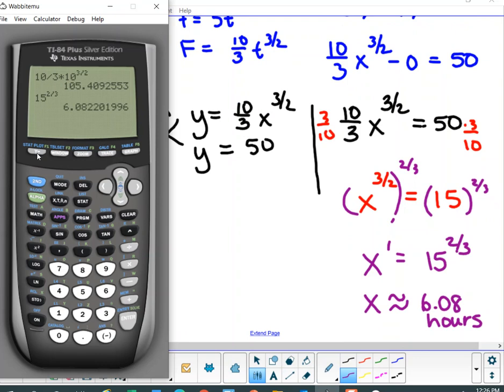Once again, if you prefer, I don't know why my obsession with 50 today. So y equals 50, and then y equals 10/3 x to the 3/2. This is kind of a funky looking, oops, I didn't get an x, I got an asterisk. So there's the 50 that we still had, and then there's that function. And we calculate that intersection. And there's the 6.08.